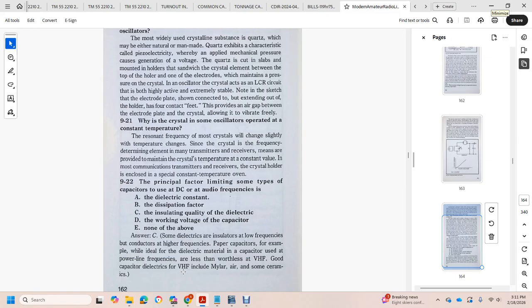The answer is C, the dielectric constant. Some dielectric insulators work at low frequency but not at high frequency. Paper capacitors, for example, are well suited as dielectric material at power line frequencies but are worthless at VHF. Good capacitor dielectrics for VHF include mylar, air, and some ceramics. Chapter 10, Practical Circuits.